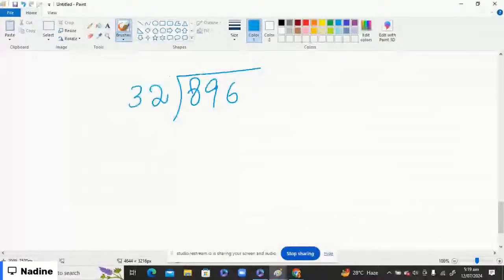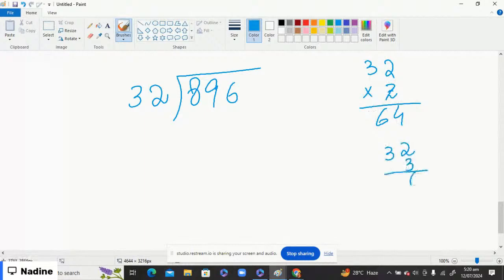So now 32 times which number is closer to this? So 32 times, let's check firstly 2 or 3. First check for 2. 2 times 2 is 4, 3 times 2 is 6. Now check for 3. It's greater. 3 is greater and 2 is this one. So we are moving with the 2. So 2 times 64. Now after subtraction, 9 minus 4 is 5. 8 minus 6 is 2 and 6 as it is.